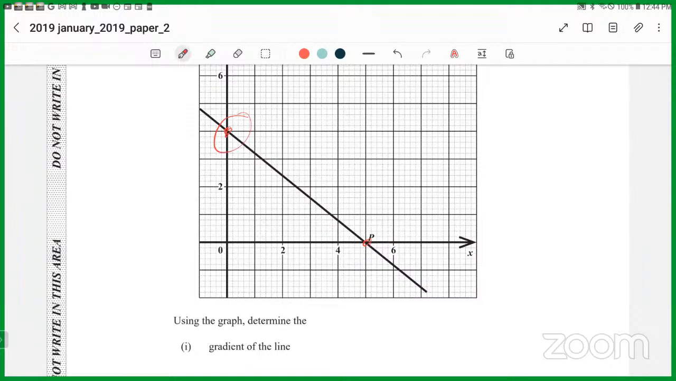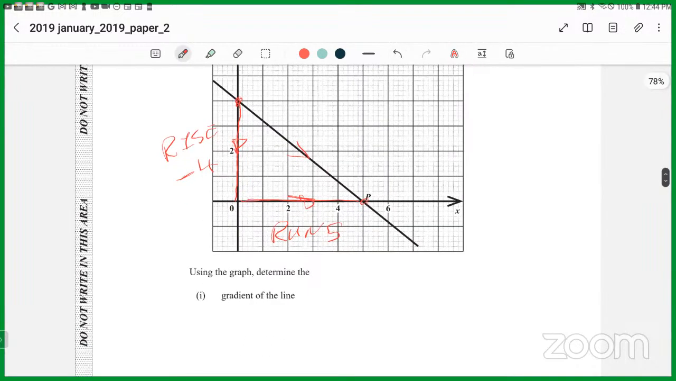So to go from this point to this point, remember, always think as if you're going from left to right. You have to come down here. That is the rise, and the rise is minus 4. It came down 4. See, 1, 2, 3, 4 units it came down. And then going across this way, that is the run. How many units do you run? 1, 2, 3, 4, 5. You run 5 units.